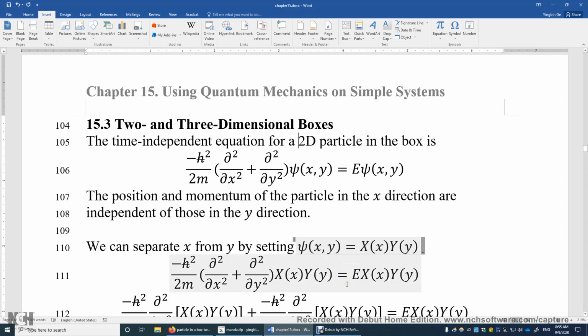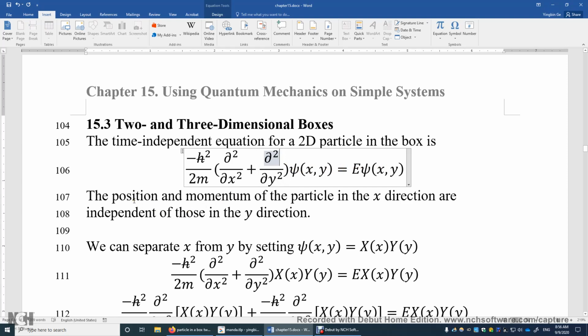Section 15.3, two- and three-dimensional boxes. The time-independent Schrodinger equation for a two-dimensional particle in the box is this. On the left-hand side, you have the kinetic energy in the x direction and the kinetic energy in the y direction. The potential energy is 0. On the right-hand side, you have E psi. So essentially, you are looking at H psi is equal to E psi.